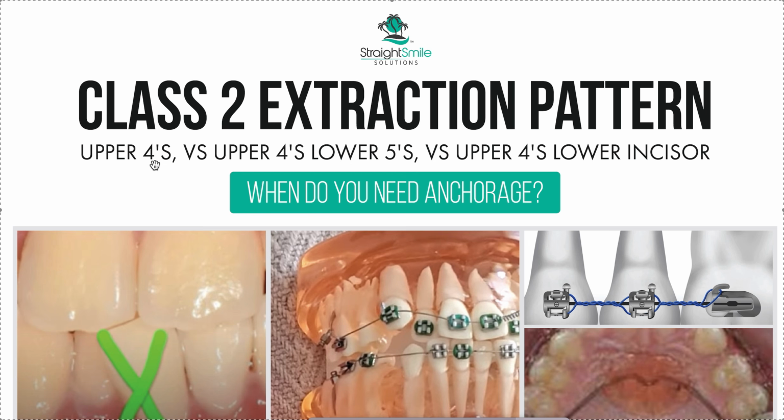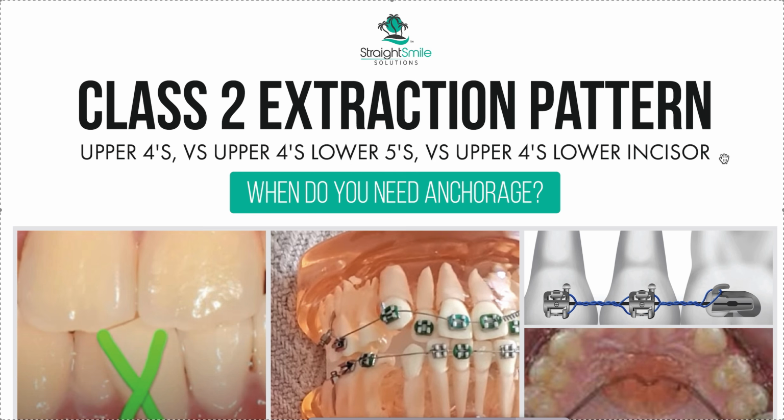Now, if it was full step-ish class 2 and a lot of lower anterior crowding and some perio, I might take out upper 4's lower incisor. Okay? If it's full step class 2 with nicely aligned lower incisors, I'm going to just take out upper 4's. So that's my full step class 2 extraction patterns, either upper 4's or upper 4's lower incisor, depending on perio and how the lower incisors look and how class 2 it is.